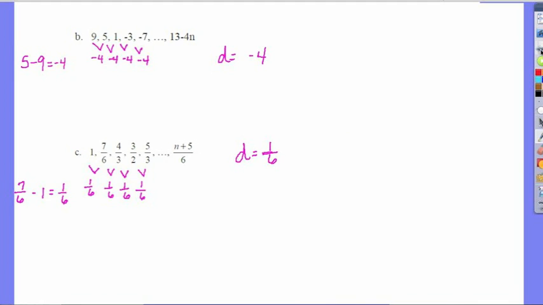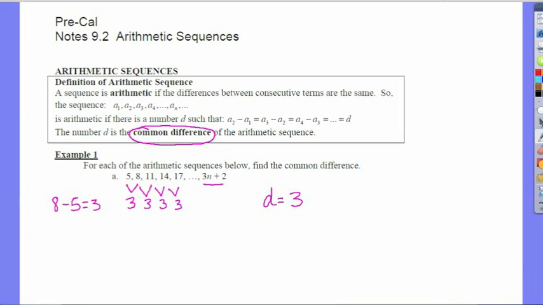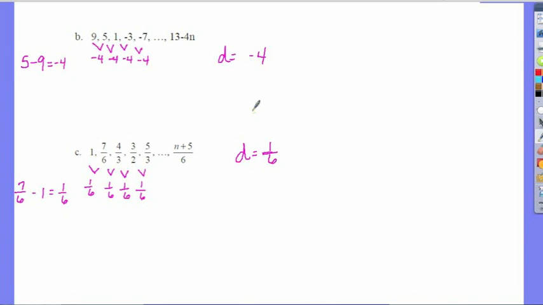Now I'm going to go back to the first example real quick, and some of y'all may have noticed this, but your common difference is right here in the equation. Your common difference was 3, and look where your 3 is right here in the equation. It's right next to n. Look at example 2. Your common difference was negative 4. Look where negative 4 is, right next to the n. And then right here on this one, you have n plus 5 divided by 6. Well, here's your 1/6, your 1n divided by 6. So your common difference, it's right there in the equation if you'll just look for it.